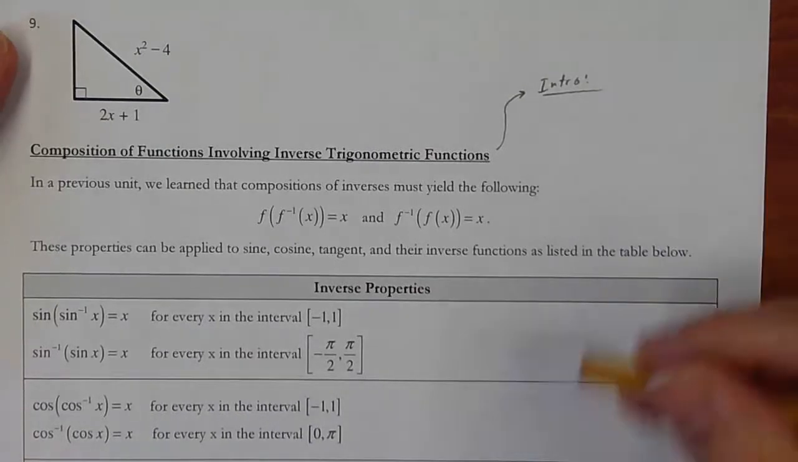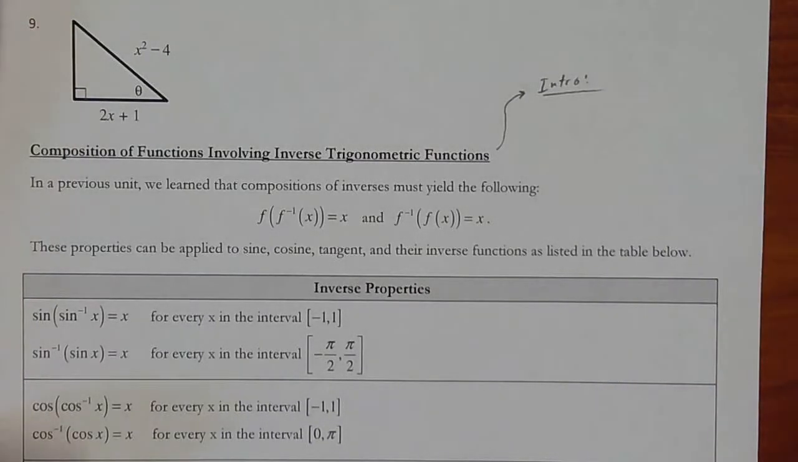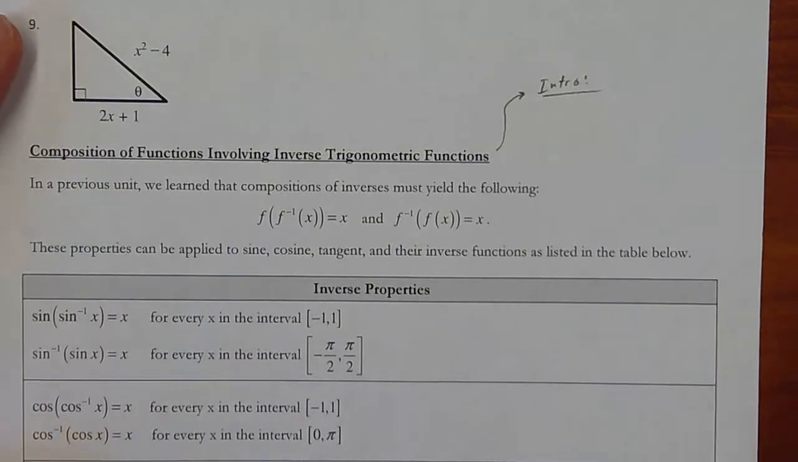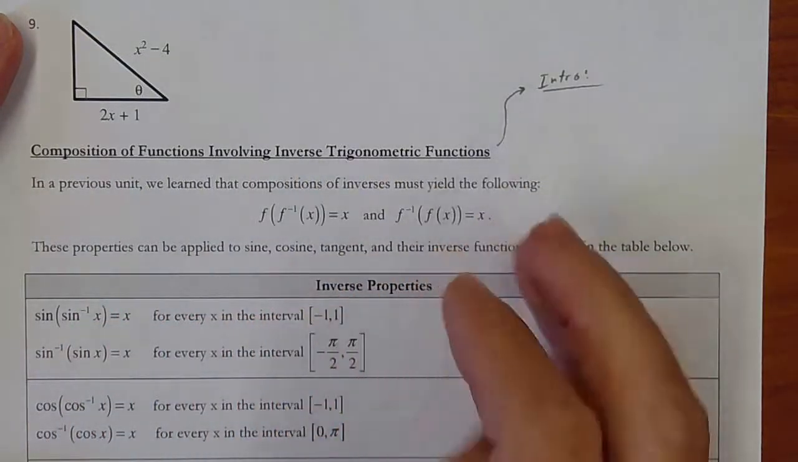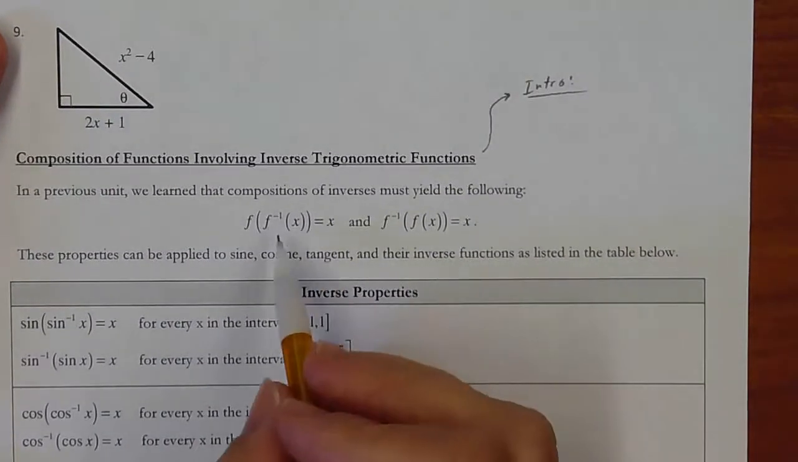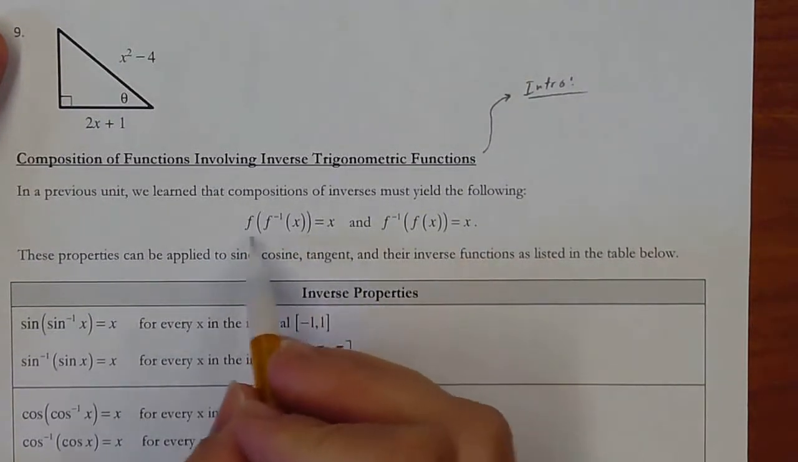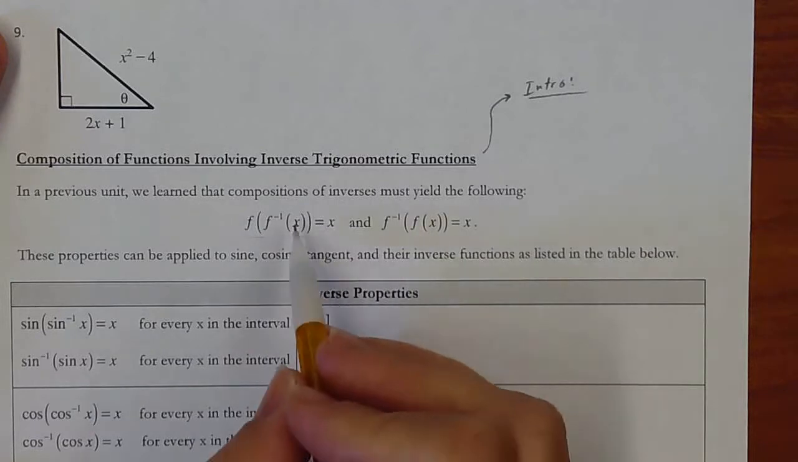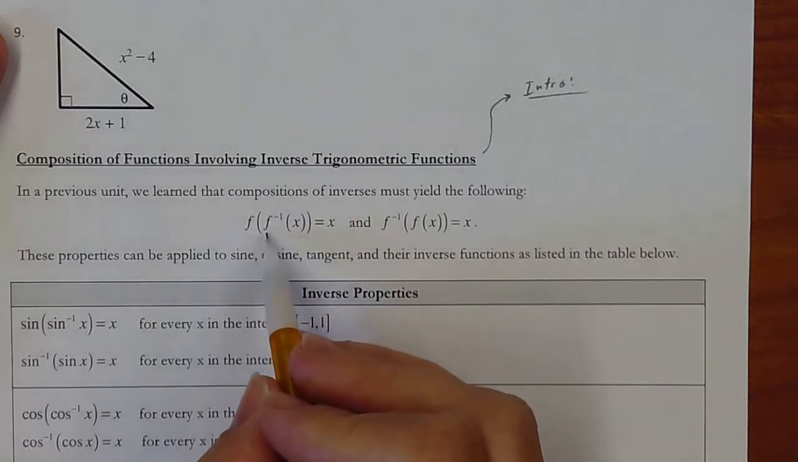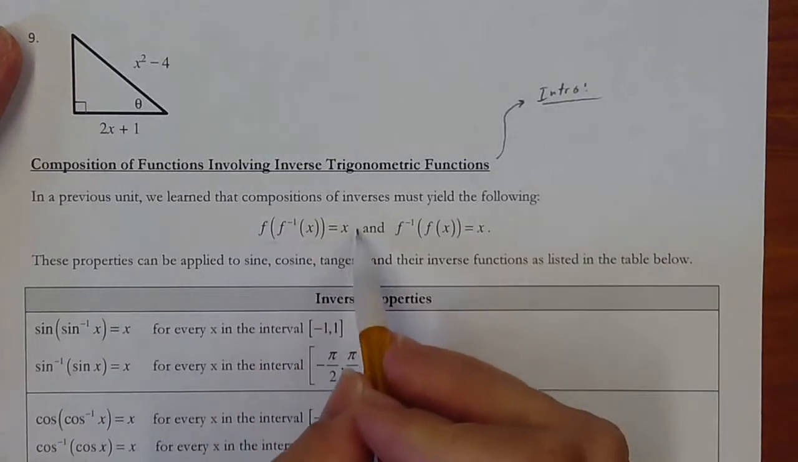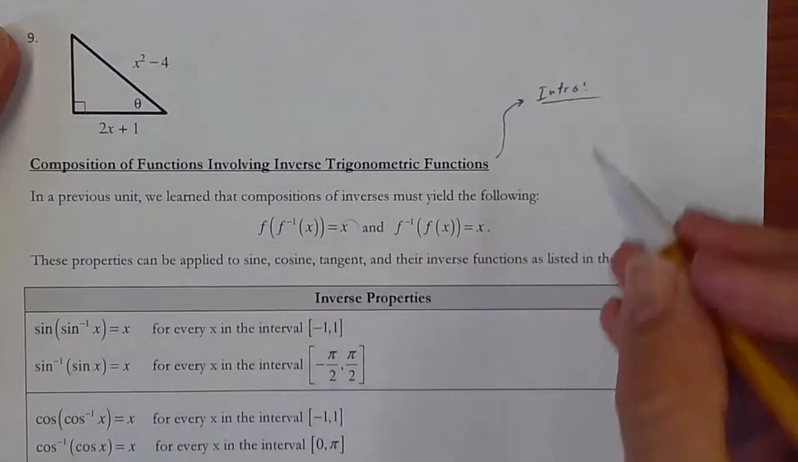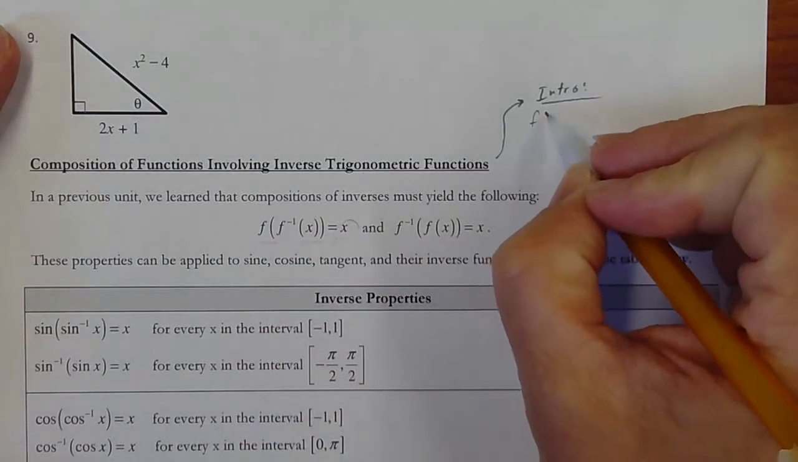Okay, here's the last concept we're going to go over here today in section 4.7. Composition of functions involving inverse trig functions. Let me give you a real basic introduction to when we used this before, earlier in the first semester. It was a way we verified that functions were inverses of each other. We plugged the inverse into the function and we simplified it and we got x, and we knew that they're inverses of each other. So let me just take two real basic ones.